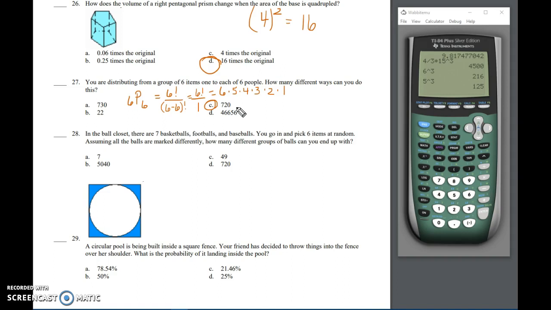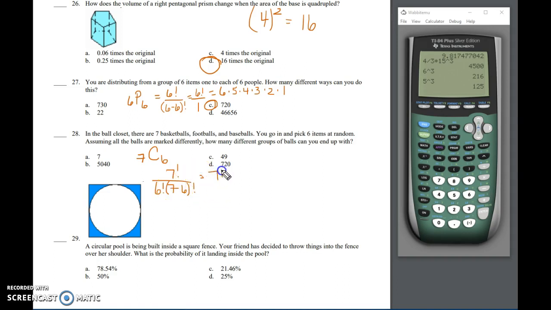Okay, 28. In the ball closet, there are 7 basketballs, footballs, and baseballs. You go in and pick 6 items at random. Assuming all the balls are marked differently, how many different groups of balls can you end up with? Well, this time we have a combination. So we have 7 balls being randomly selected in 6 different ways. Okay, so now we have 7 factorial over 6 factorial and over 7 minus 6 factorial.